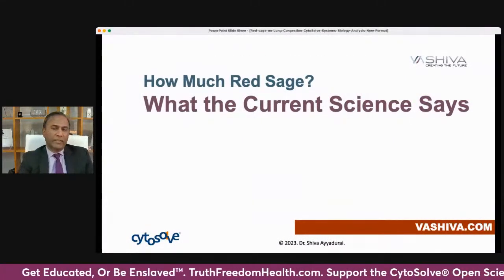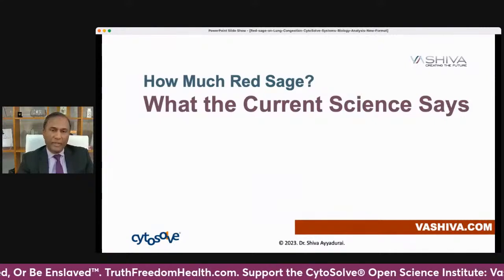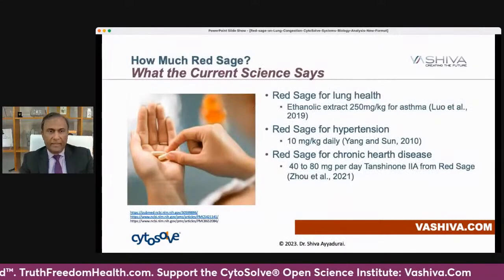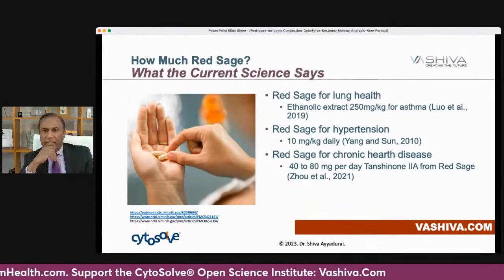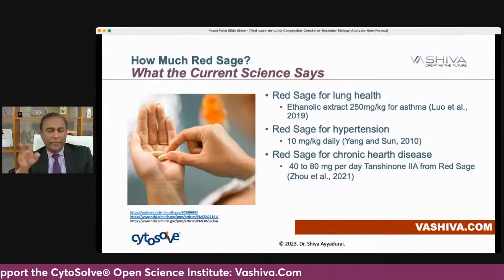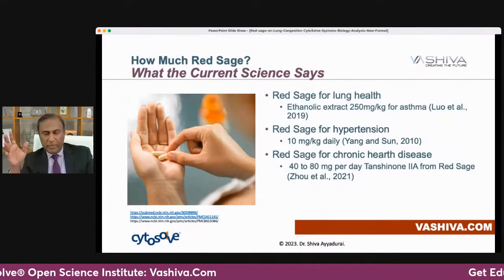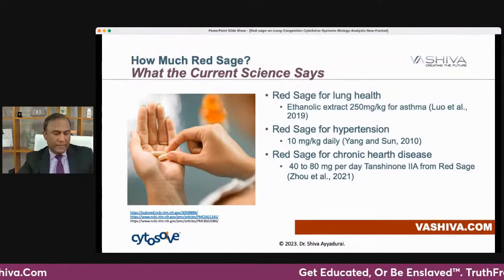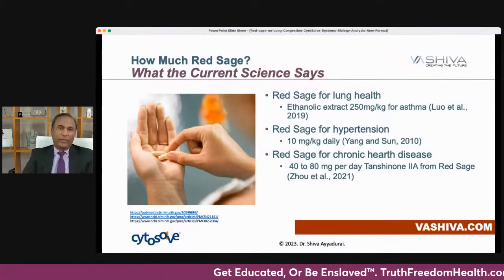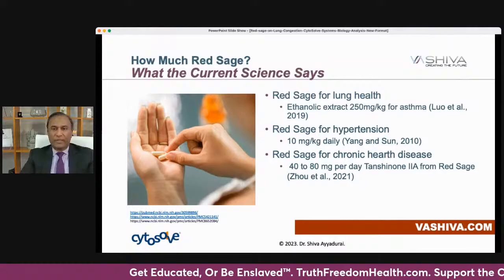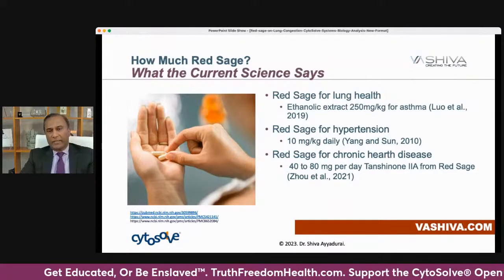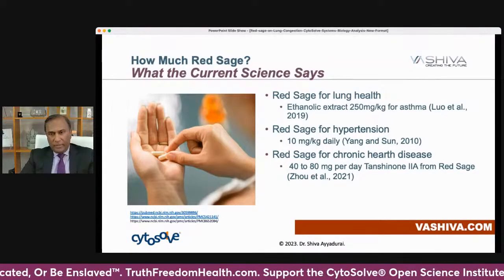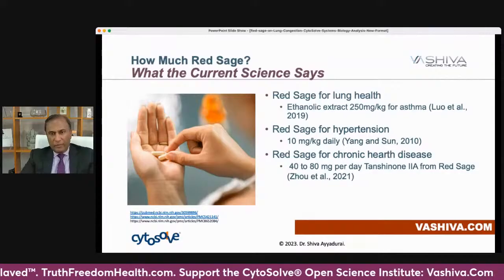So what does the current science say about how much you should take? People always ask what the current science says. Well, red sage for lung health. You can look for these products online. People said, Dr. Shiva, why don't you start selling products? We have MB25. It's the only one we do because we produced it. We may do more because we produce so much content, and people have a lot of faith in what we do. So we may do that.